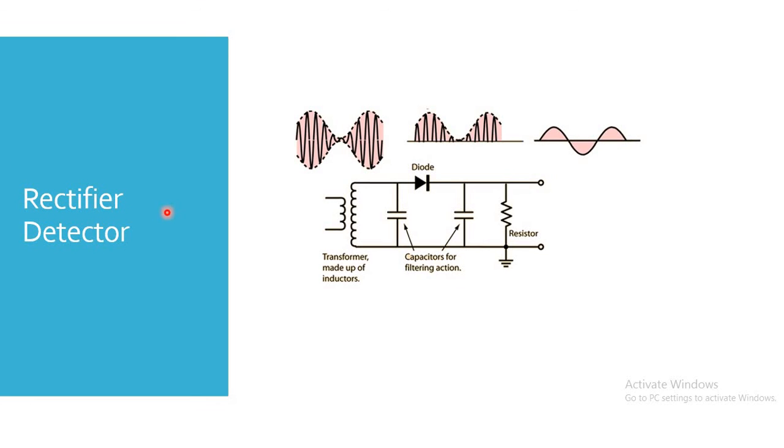Next type of detector is a rectifier detector. So this is a block diagram of a rectifier detector. In the rectifier detector we are taking input from a transformer, then it is applied to the diode. The diode gets forward biased when the input is positive, and it gets reverse biased when the input is negative. Then we have a capacitor. This capacitor will act as a filter.